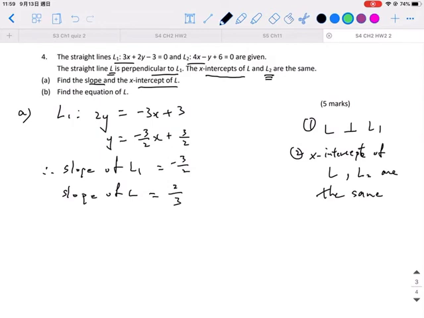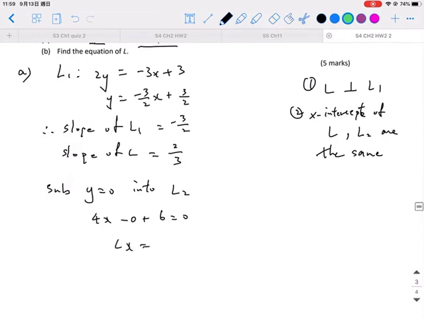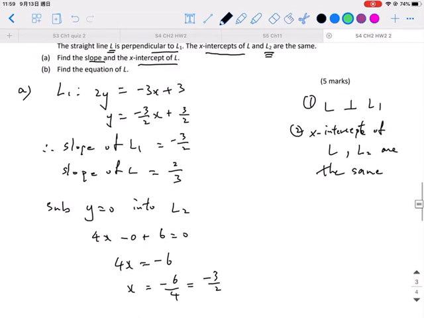For the second part, from the second information, we can find the x-intercept of L because it has the same x-intercept as L2. So substitute y equal to 0 into L2. That means 4x minus 0 plus 6 equal to 0. So 4x equal to -6, and x will be equal to -6/4, which is -3/2. So we finished the first two items.